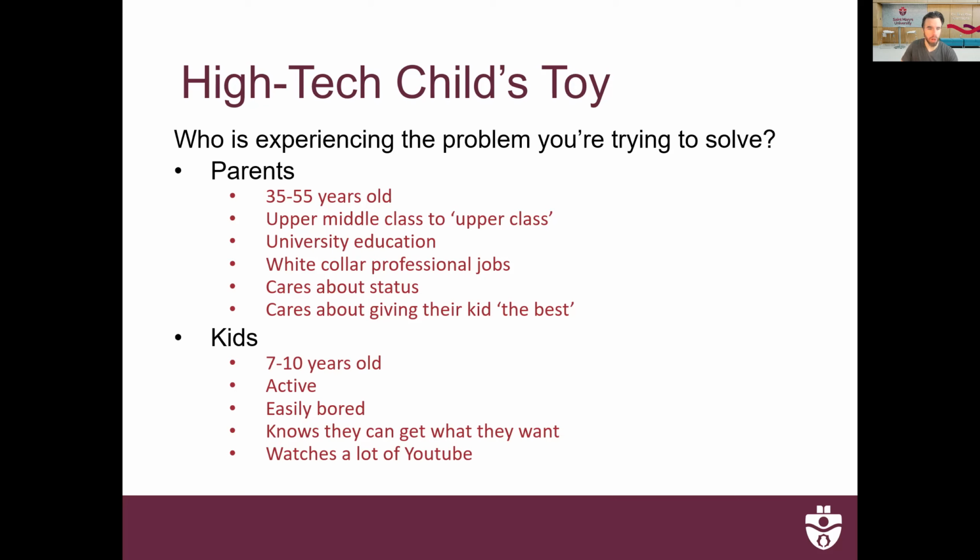For this example, we'll call the kids 7 to 10 years old. They're active kids, but they're easily bored. They want stuff to play with when they're not at soccer practice or something. And they know that they can get what they want from their parents. And they also watch a lot of YouTube. So the reason I had that in there is oftentimes it's really useful to talk about what media people consume in your customer segment, so that when we go to the channels and the customer relationship segment, we have some clue as to where we might want to advertise and deliver our value. So that's also really important.